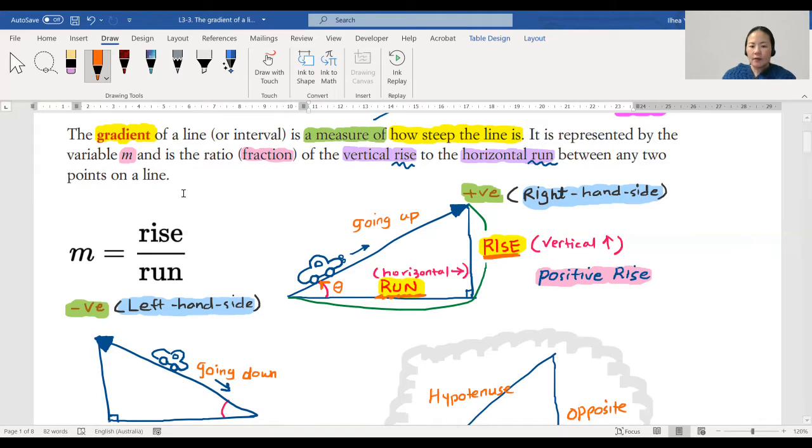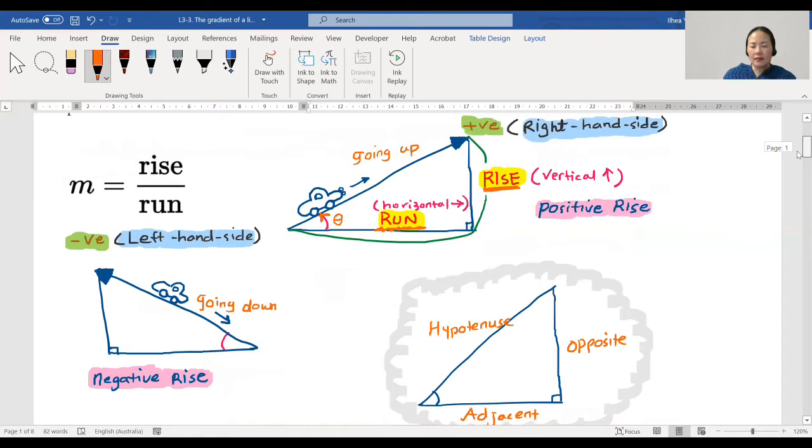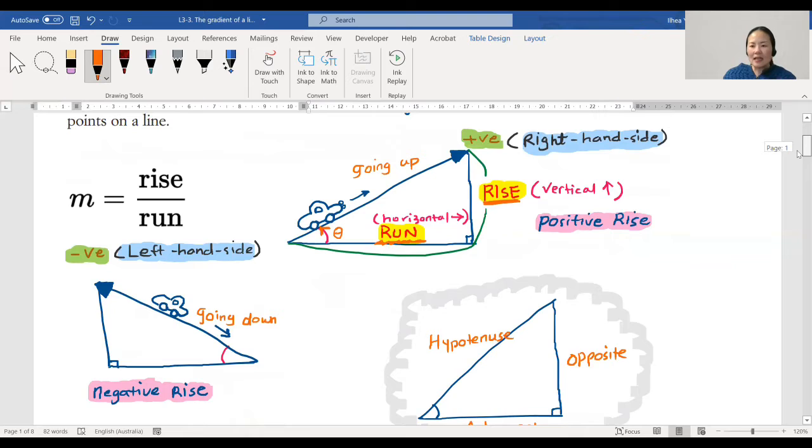What if my car is going down the hill? That's also gradient, but it's going to be negative gradient. The car going up is a positive. Can you see that this car is going up and it's on the right hand side, and that's a positive rise. But what happens if it's going down? It's on the left hand side. Can you see that it's on the left hand side here, and that's negative rise. Let's have a look at the summary of that.